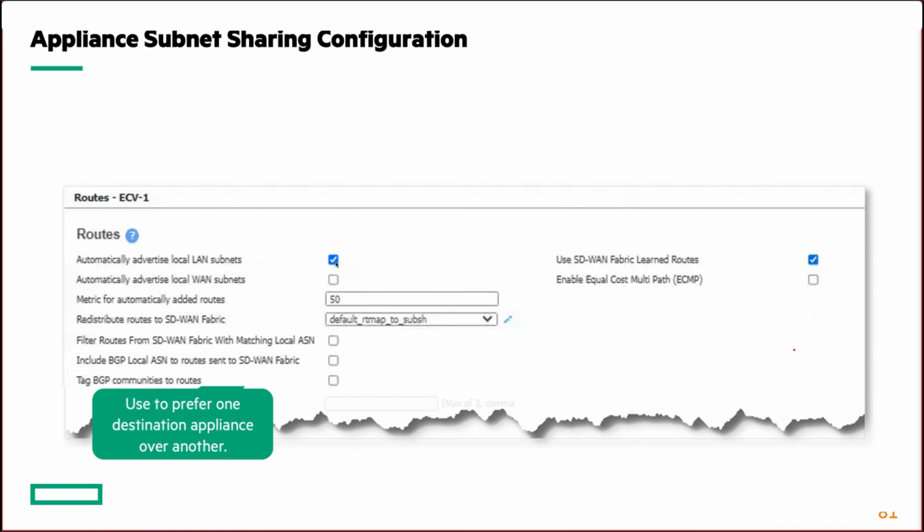Subnet sharing is usually on by default. This is the switch, automatically advertise local LAN subnets. Other settings include use shared information. This basically says always use information I received from other Edge Connects via subnet sharing. Typically, you'll disable automatically advertise local WAN subnets because you're probably going to be using BGP on that end. The default metric that you'll want to know is 50 for subnet sharing. And you're going to access this through the routes page for an individual appliance.